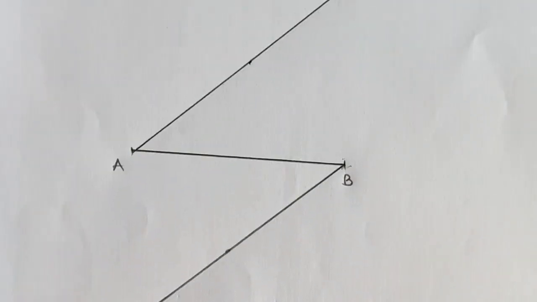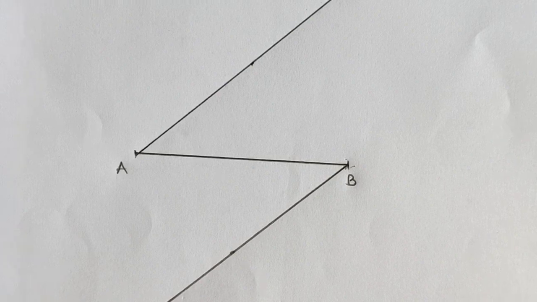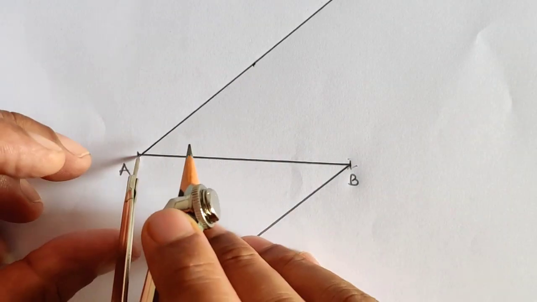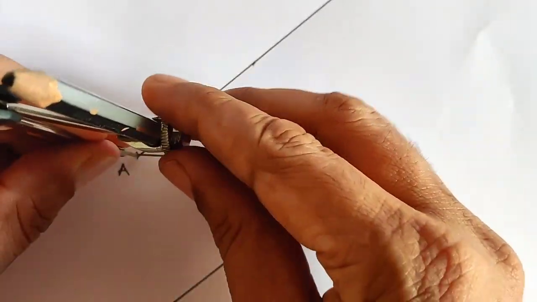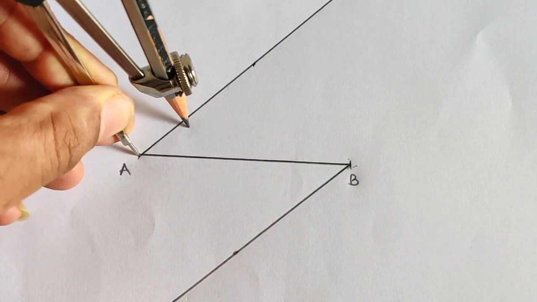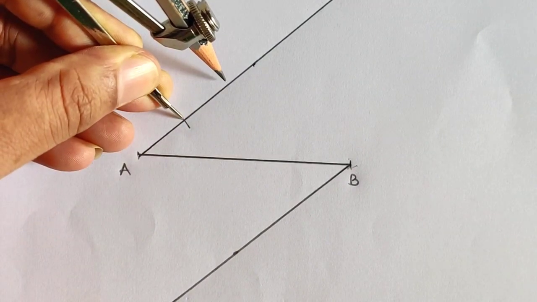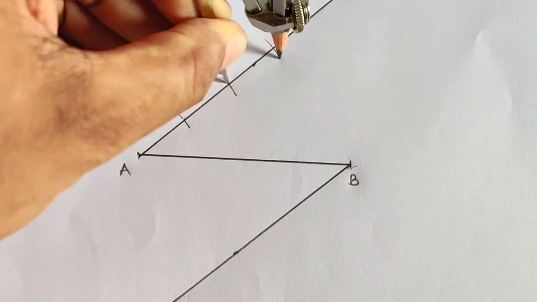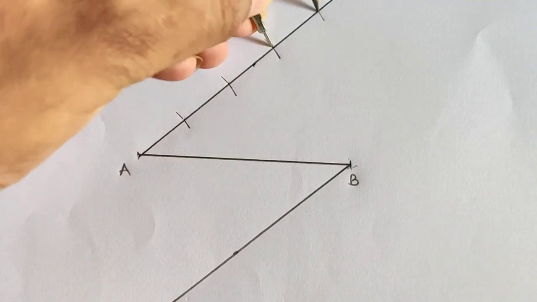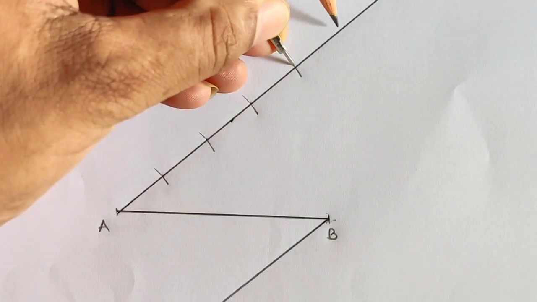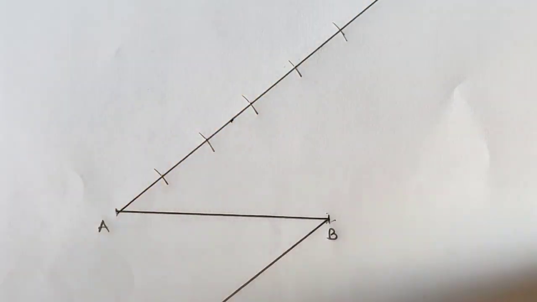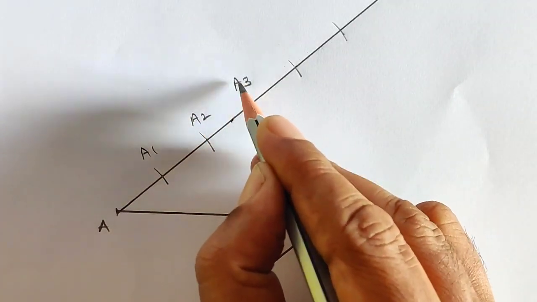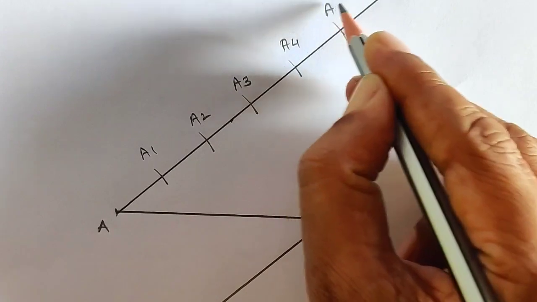Now we have to divide into 5 parts. So take a suitable distance, a small distance in a compass, and with A as a center, draw the 5 arcs because we have to divide into 5 equal parts. So 1, then 2, 3, 4 and 5. Let these points be A1, A2, A3, A4 and A5.